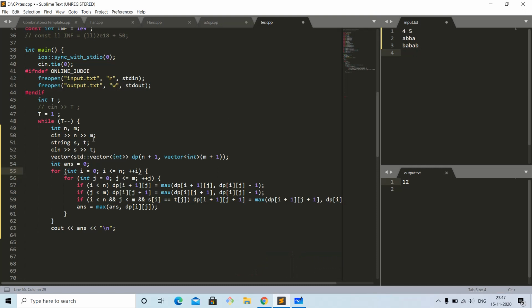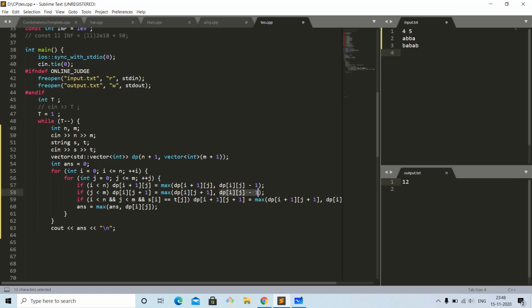The code is very simple. We have taken n and m as input, and then we have taken s and t strings. Now we have initialized a dp vector, a two-dimensional vector with dimensions n plus 1 and m plus 1. Then we move this pointer i and j to the right. If i is less than n, it means we can move i plus 1 to the right, and dp[i+1][j], which means skipping the i plus 1 character, is the maximum of dp[i+1][j], which will initially be 0, and dp[i][j] minus 1, because I already told you that if we skip one character, it will decrease the answer by 1.